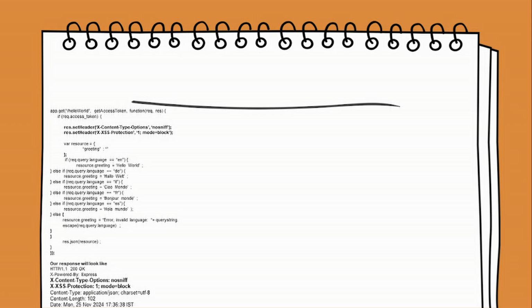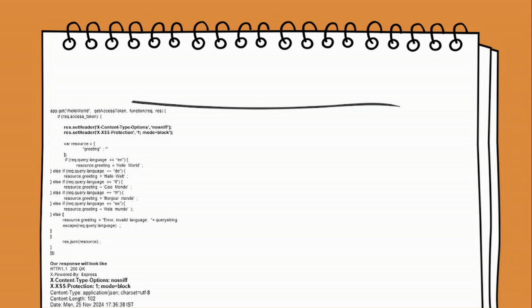So again, let's check the code. The same thing, app.get hello world, then we have the get access token, the function request result, and then we have the if condition logic on request.access token, and then we are just setting the headers, result.setHeader, X-Content-Type-Options nosniff, and another one is X-XSS-Protection mode equal to block. So we are just setting these two headers, and then the same logic for the encoding part and the JSON part for the invalid language. We are putting the result in JSON format, and for the invalid language we are just encoding that output. So now how will the response look for this?